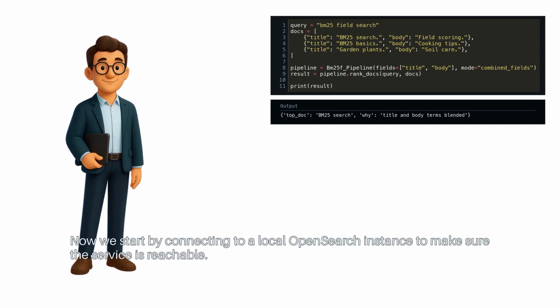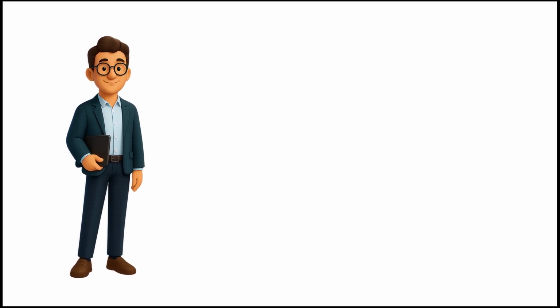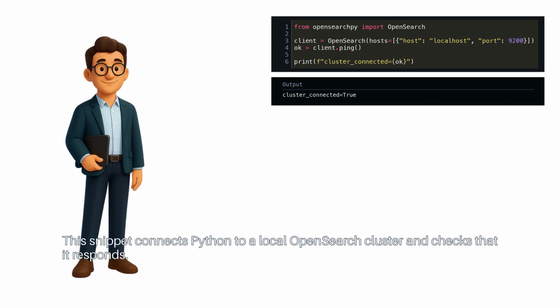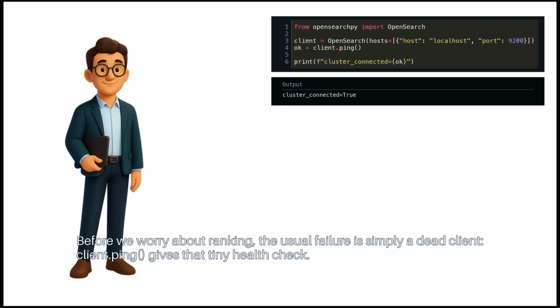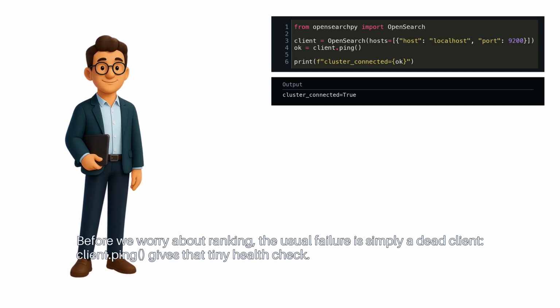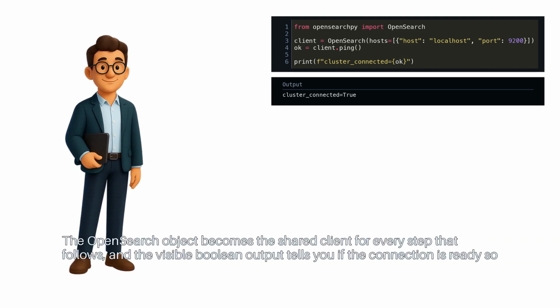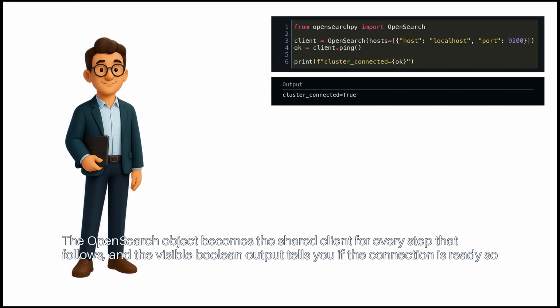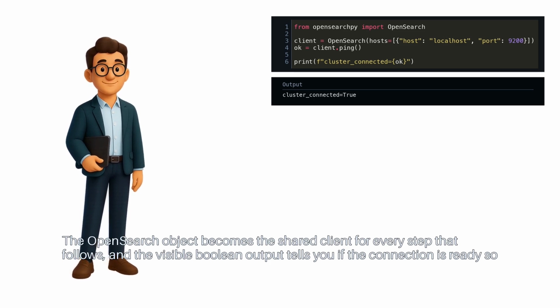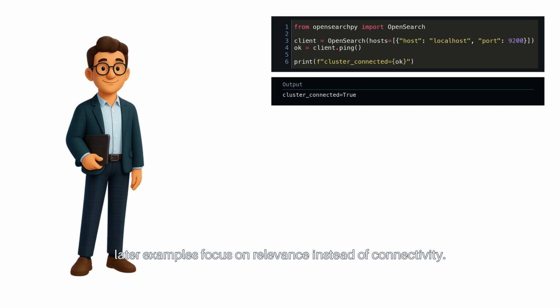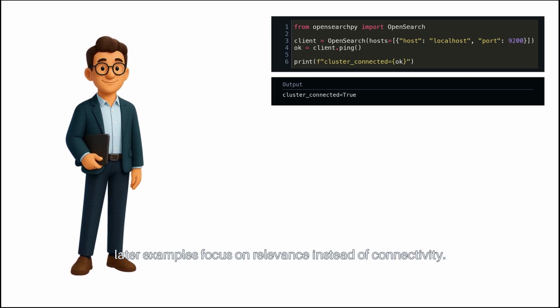Now we start by connecting to a local OpenSearch instance to make sure the service is reachable. This snippet connects Python to a local OpenSearch cluster and checks that it responds. Before we worry about ranking, the usual failure is simply a dead client. Client.ping gives that tiny health check. The OpenSearch object becomes the shared client for every step that follows, and the visible Boolean output tells you if the connection is ready, so later examples focus on relevance instead of connectivity.